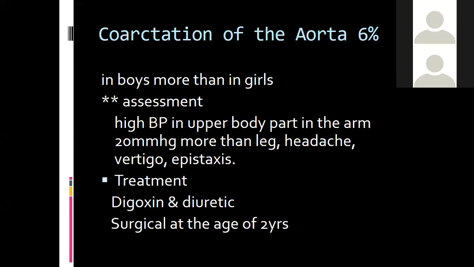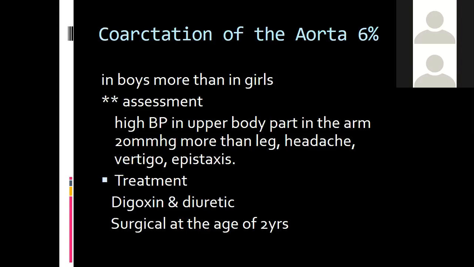Now the assessment of cases of coarctation of the aorta: there is most probably high blood pressure, which can occur in the upper extremities and then the lower extremities. The blood pressure can be increased in the upper parts of the body by about 20 mm of mercury, becoming more than in the leg.